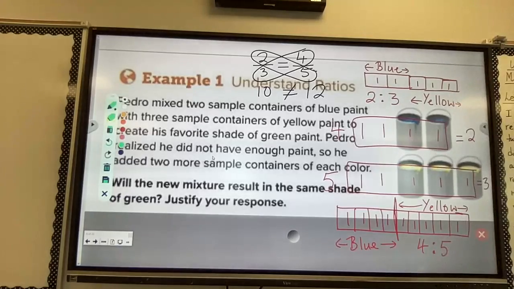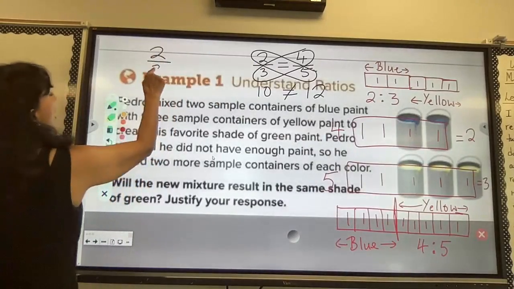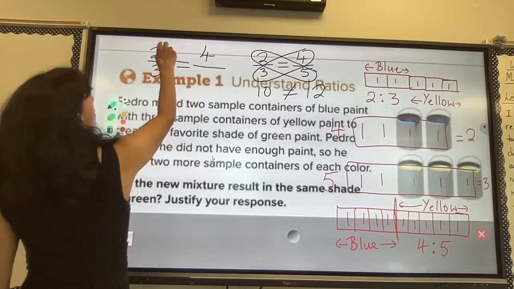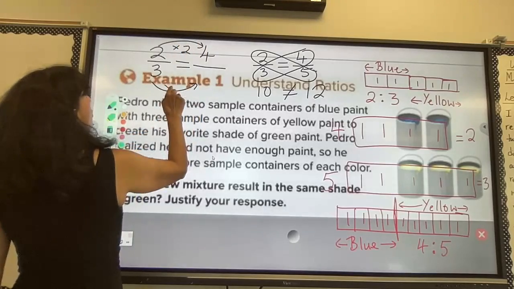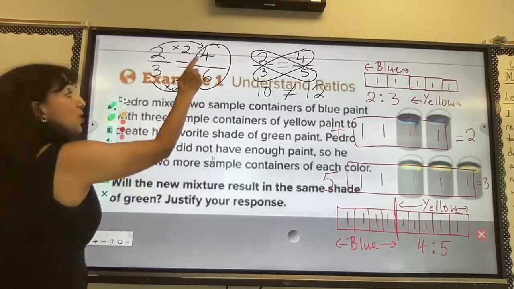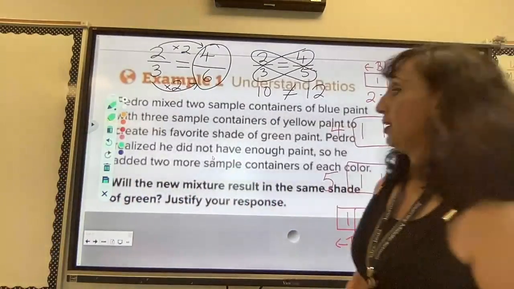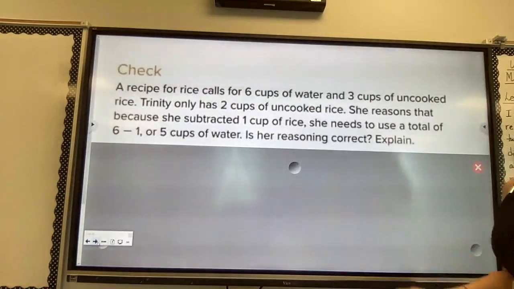Okay, so what he should have done is, if he had 2 to 3 and he got 4 by doubling, so look, doubling, that means times 2. He should have also doubled the 3 and got a 6. And so this would have been the correct answer, but that's not what he did. Okay? All right. Let's look at this one really quick.